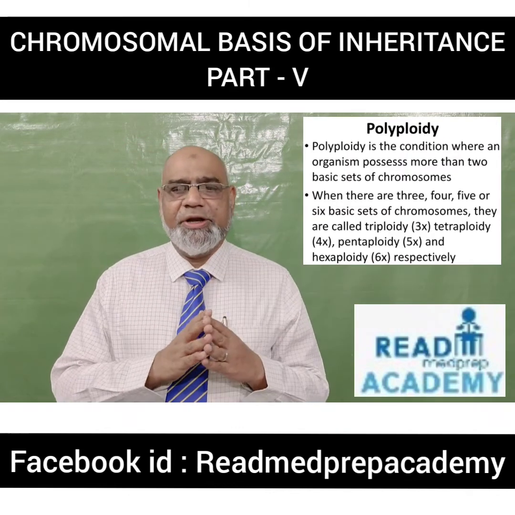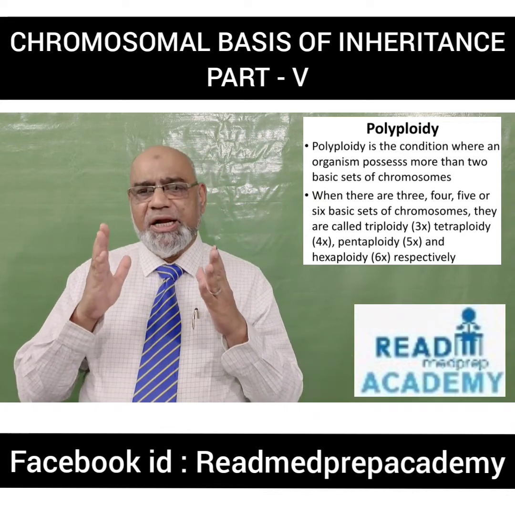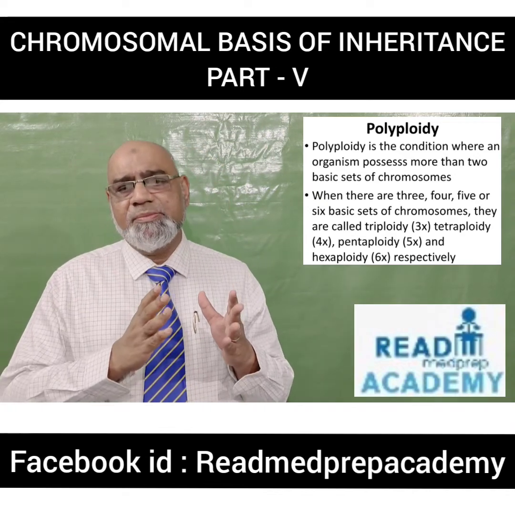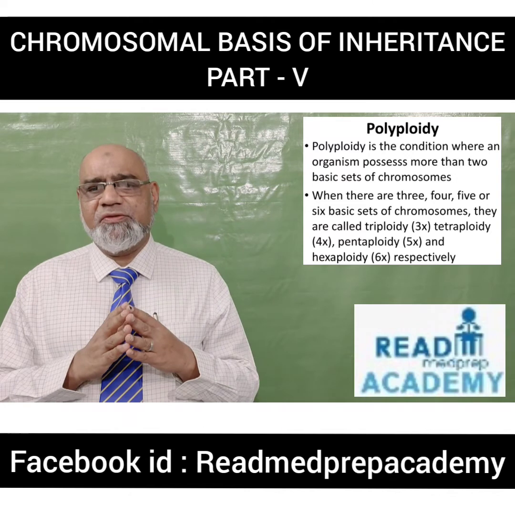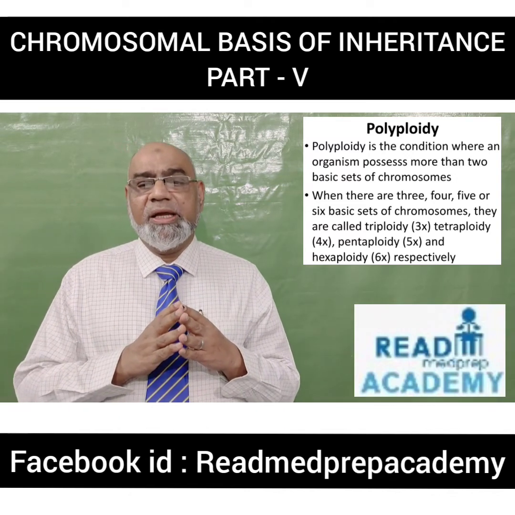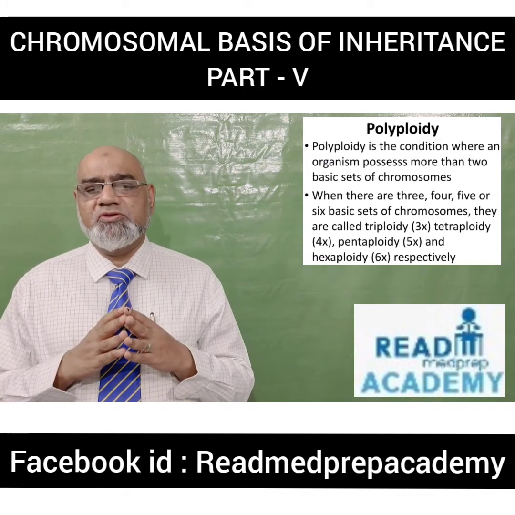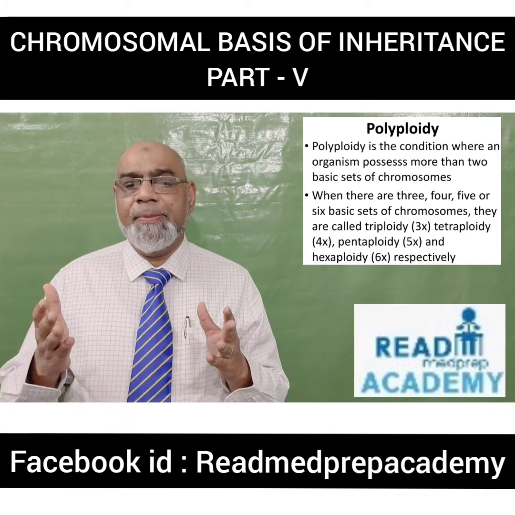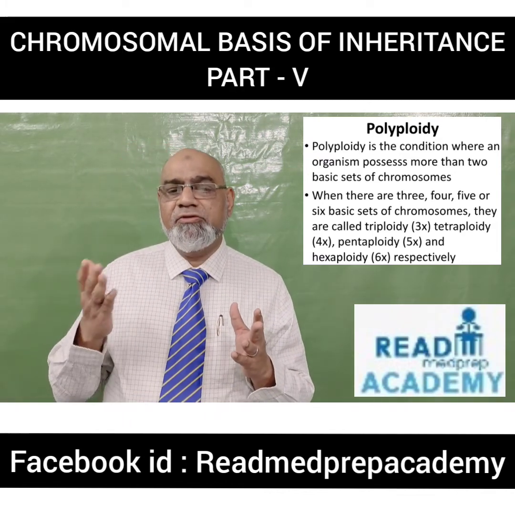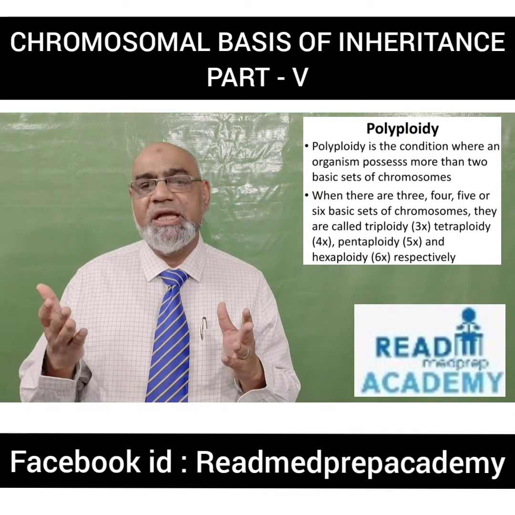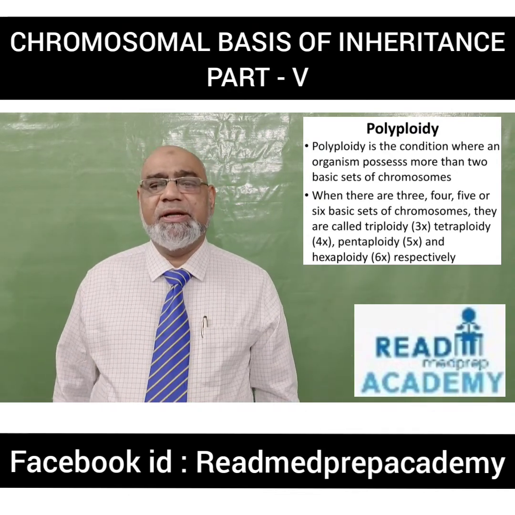What is polyploidy? Polyploidy is the condition where an organism possesses more than two basic sets of chromosomes. When there are 3, 4, 5 or 6 basic sets of chromosomes, they are called triploidy (3x), tetraploidy (4x), pentaploidy (5x), and hexaploidy (6x) respectively.